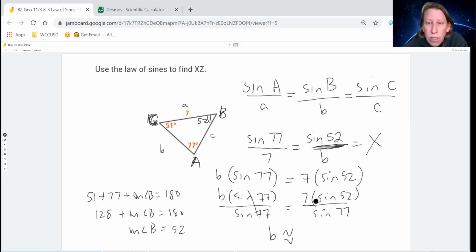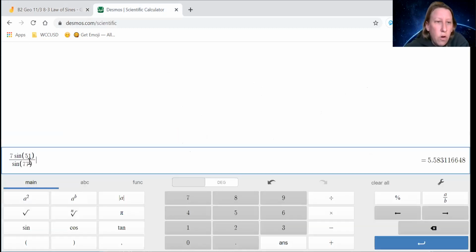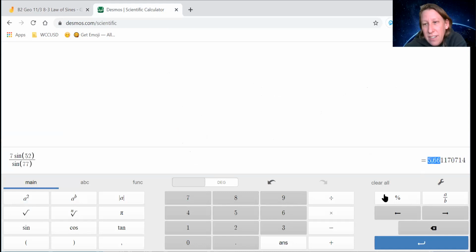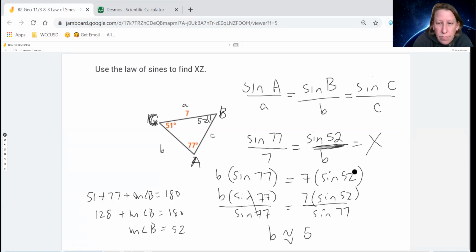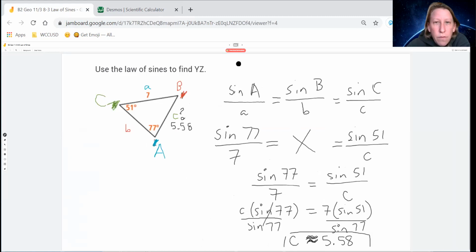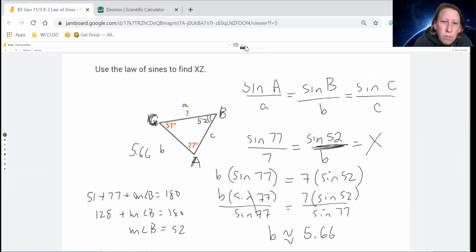Let's go see what this is. We're going to do 7 times the sine of 52 divided by the sine of 77. Oh my gosh, that's already in there. So I just have to change this to 52. So smart. 5.67 or 5.66. Okay, that makes sense. Okay, this was 5.66. How much was the other one? This one was 5.58. Okay, and so yeah, we're getting there.